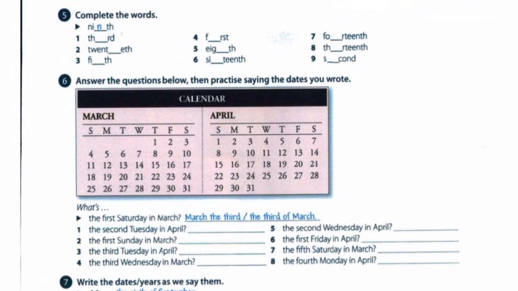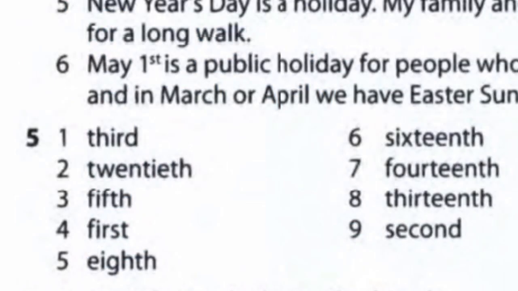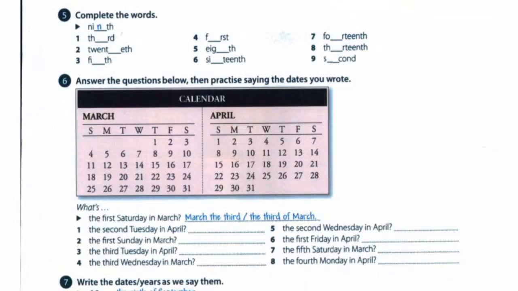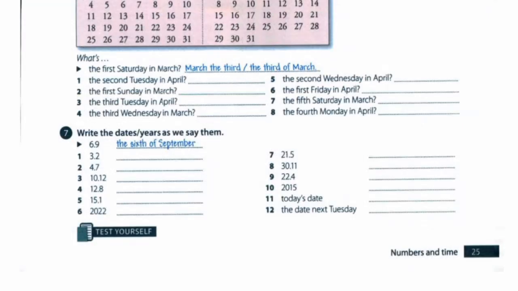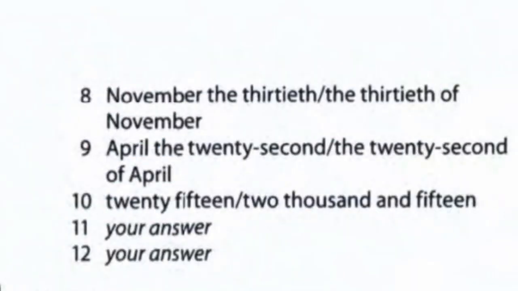Okay, let's get into practices. Number 5. Complete the words. Pause the video, write your answers, and then check them. Number 6. Answer the questions below, then practice saying the dates you wrote. Pause the video, write your answers, and then check them. Number 7. Write the dates, years as we say them. Pause the video, write your answers, and then check them.